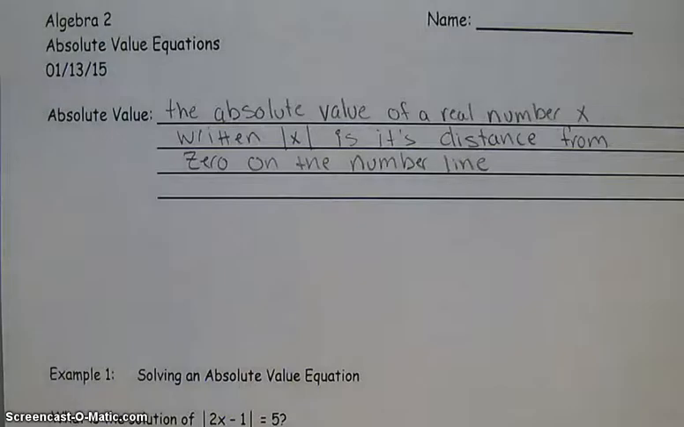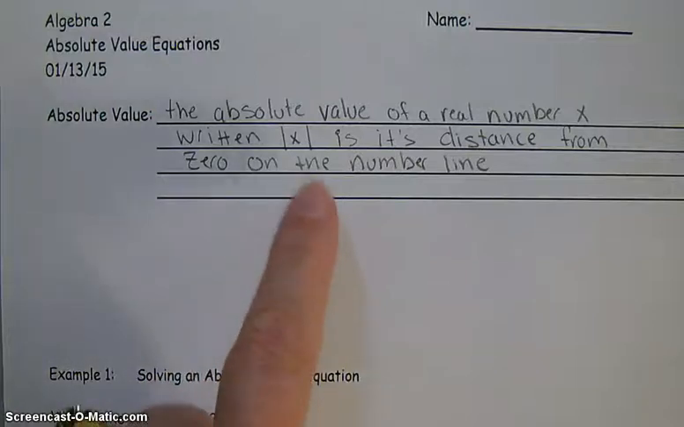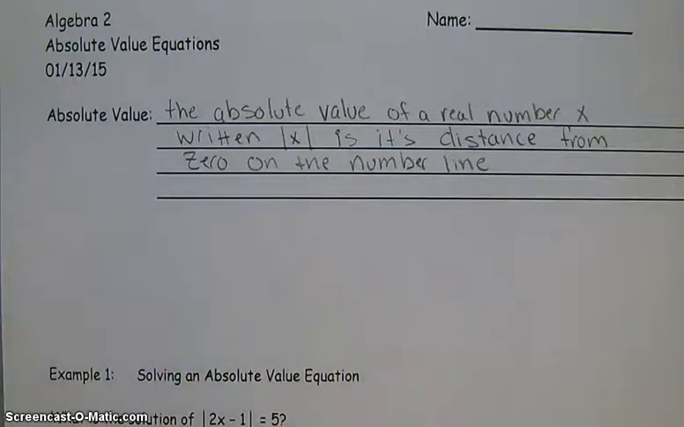Alright, good evening class. Today we're going to take some notes on absolute value. The definition of absolute value: the absolute value of a real number x, written as |x| with the two bars, is its distance from 0 on the number line.